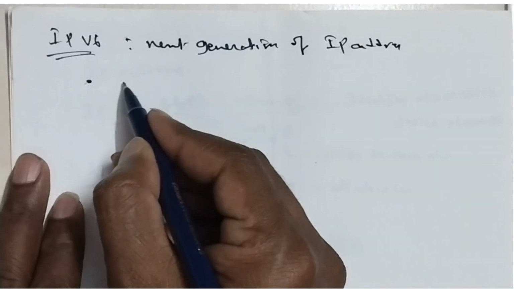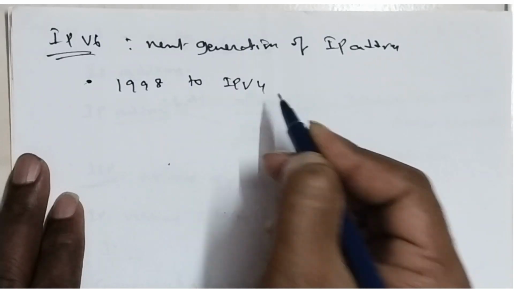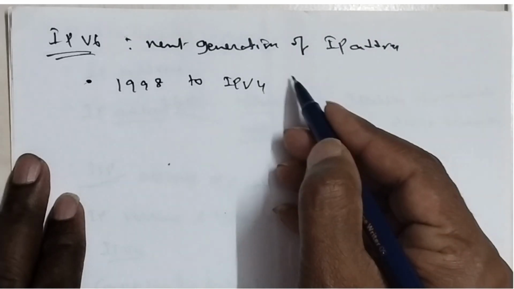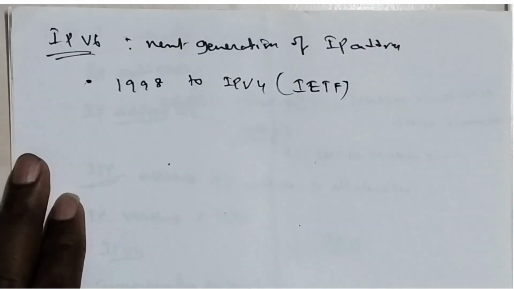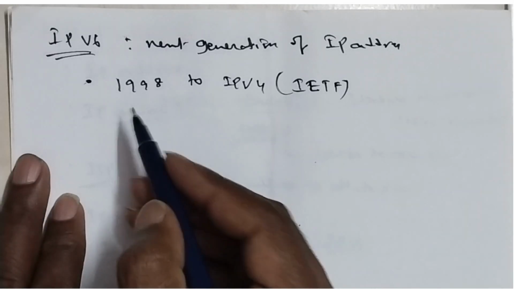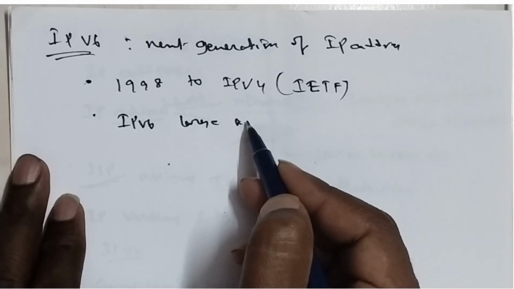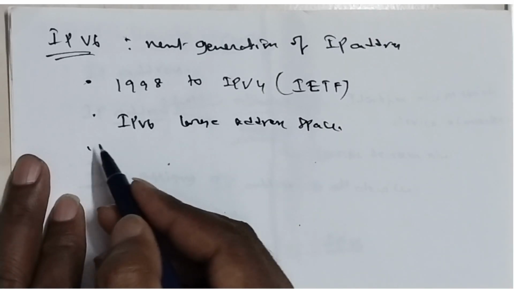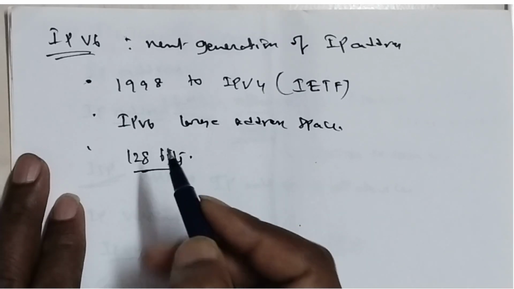It was developed in 1998 to replace IPv4, by the Internet Engineering Task Force, that is the IETF. In comparison of IPv4 and IPv6, IPv6 has a larger address space. Okay, this is the drawback in IPv4, which we just saw. IPv6 has a length of 128 bits. Okay, the size of the address is 128 bits.